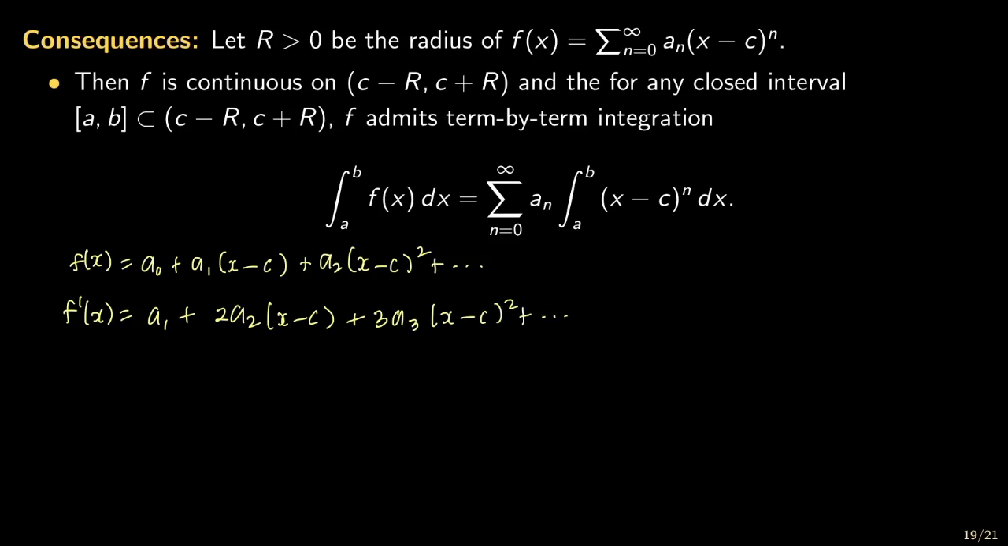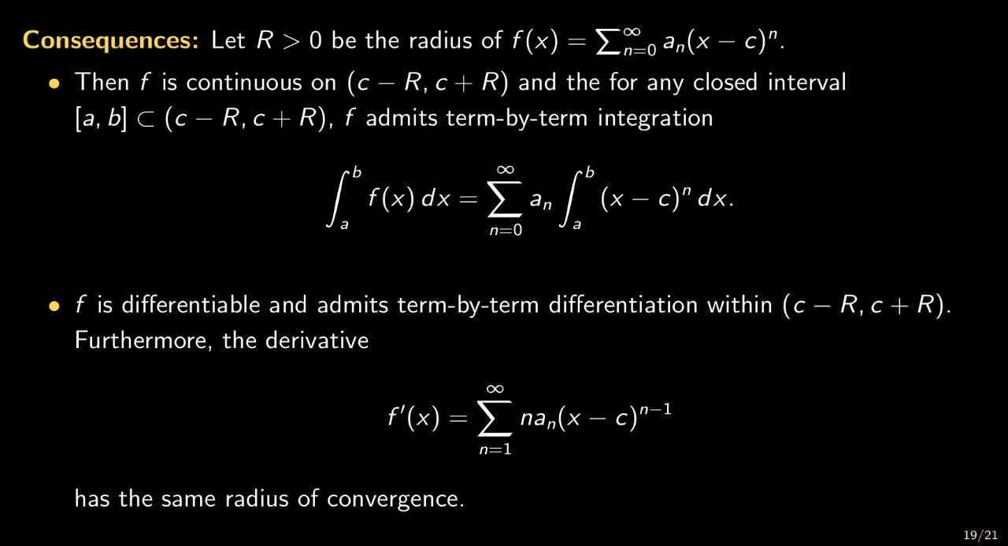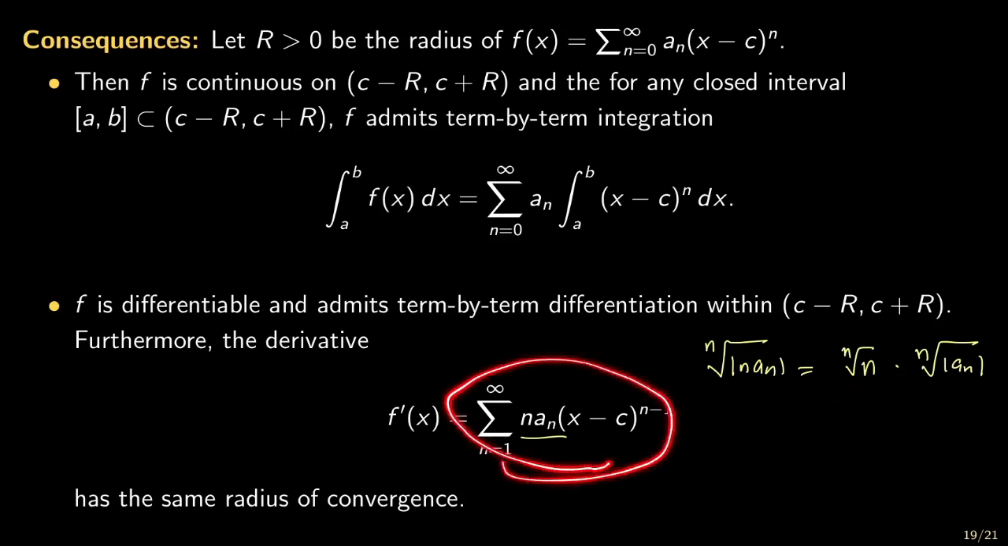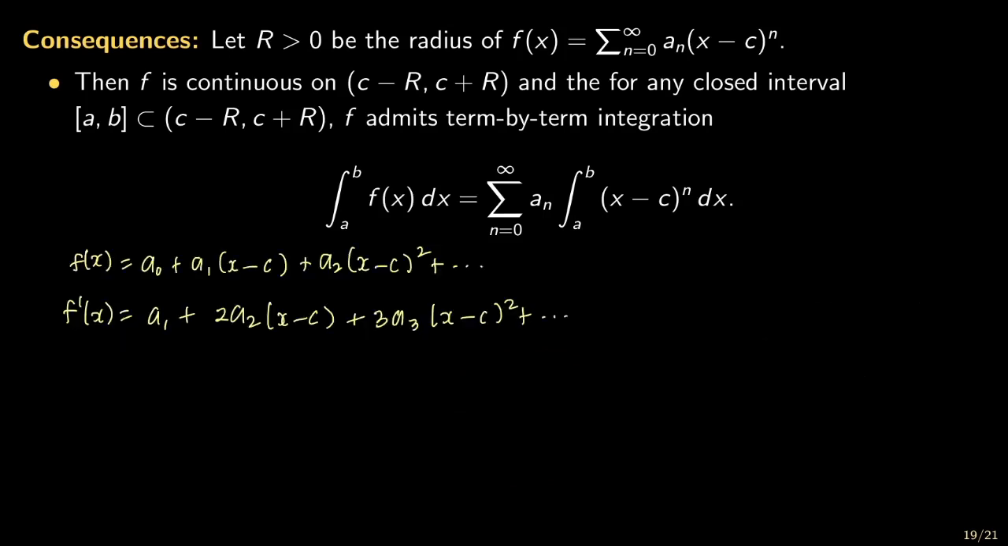What results is another power series. This is what you get when you expand it. In fact, the radius of convergence is the same, because look at the a_n. The new a_n is this. If you take the nth root of that, you will see it is like the nth root of n times the nth root of the absolute value of a_n. If you take the limit as n approaches infinity, the first factor is just 1. So whatever the radius of the original is, that is also the radius of the derivative. It does not shrink, it does not grow. Now, let's go back.